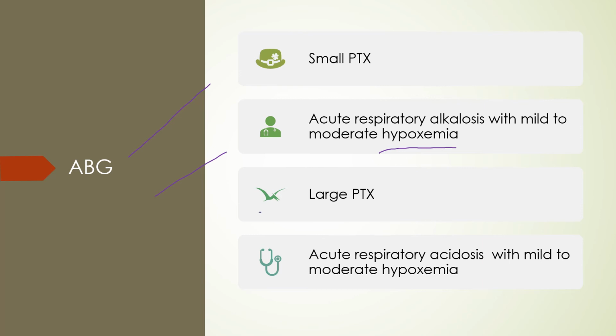If it is very large, that's why there's a picture of a dinosaur. I know it's a pterodactyl, but they fly in the air, so I thought it was more appropriate than like a Tyrannosaurus, right? So we see a large pneumothorax. This is where you're going to get into a respiratory acidosis, right, with a lot of hypoxemia here. So obviously at this point they're unable to exchange gas. And then if they're really hypoxic, you might see a mixed or a combined acidosis. So for the purposes of this, just remember acute respiratory acidosis for a large one, alkalosis for a small one, just like we have with the other ones. Nothing's really changed there.